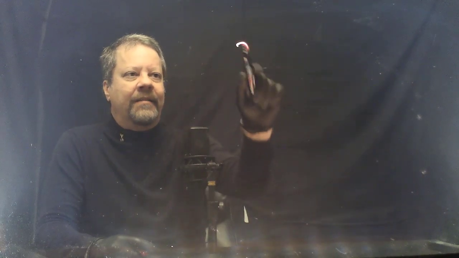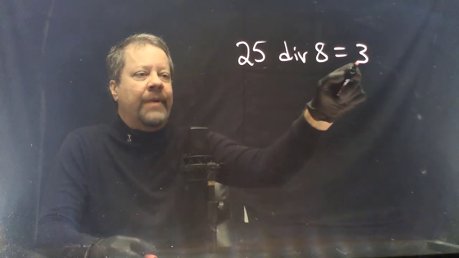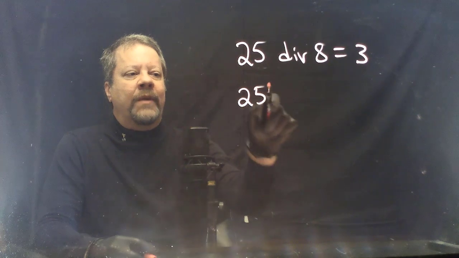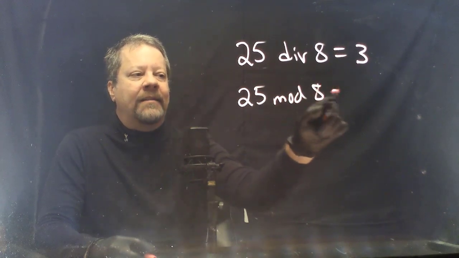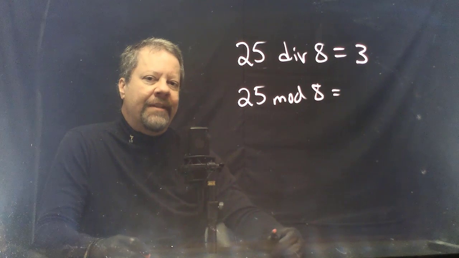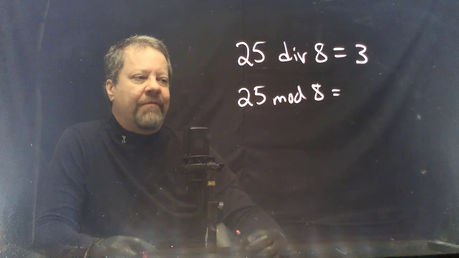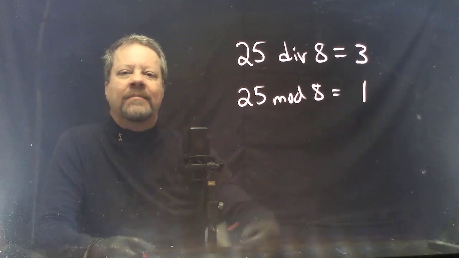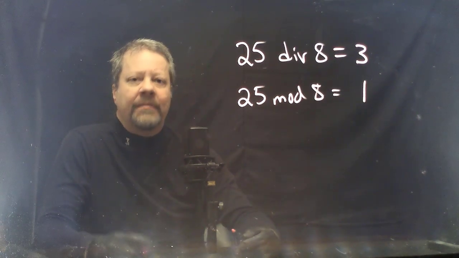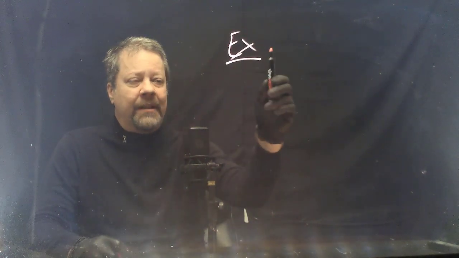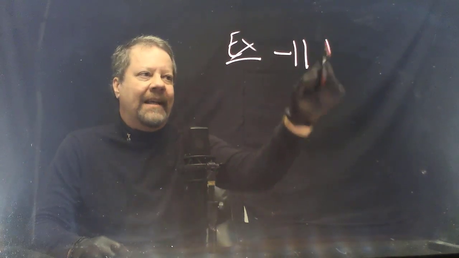Let's look at the following. 25 div 8. We're asking how many times does 8 go into 25, and the answer is, of course, 3. But 25 mod 8 would be the remainder when you do the division of 25 divided by 8. 8 divided into 25. And the remainder is 1. Because 3 times 8 is 24, you'll have a remainder of 1. In our next example, it might be a little surprising if we start throwing in negative numbers.